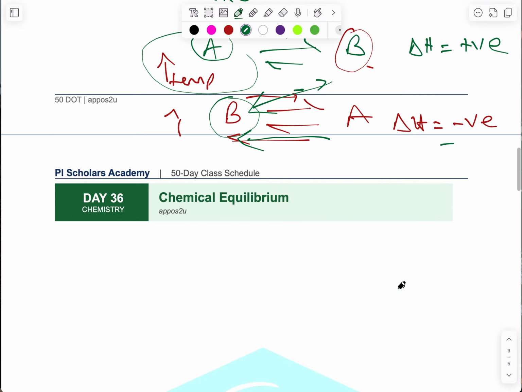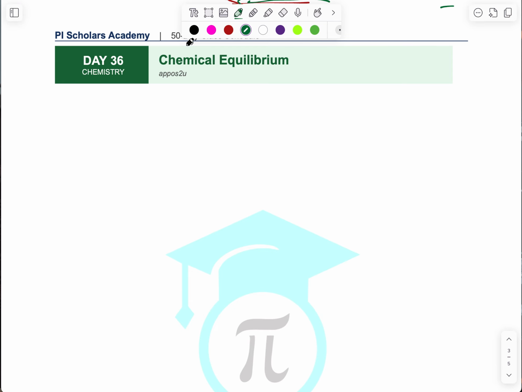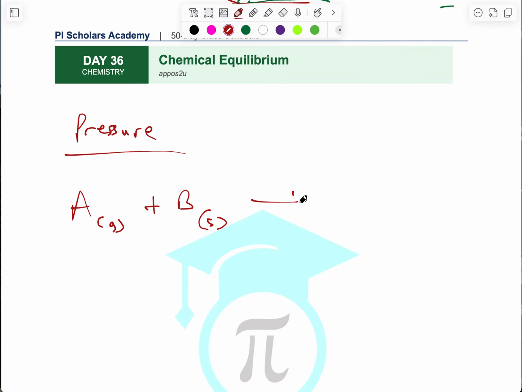Now, the last one is the effect of pressure. Now, this pressure only affects gaseous products and reactants. That implies that if you do not have, maybe let's say in this place now you have A is a gas, plus B is a solid, and then you have C is a liquid, plus D is a gas.